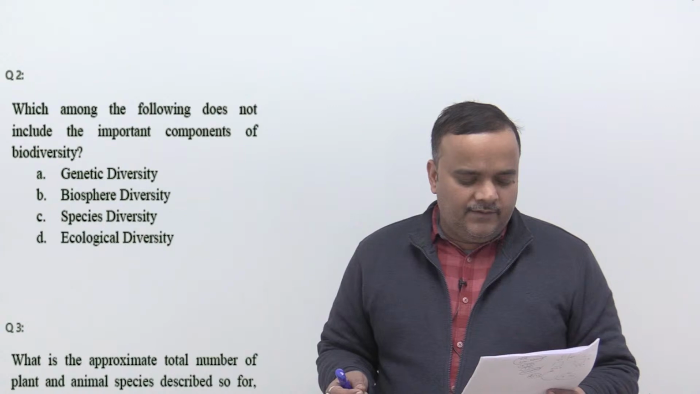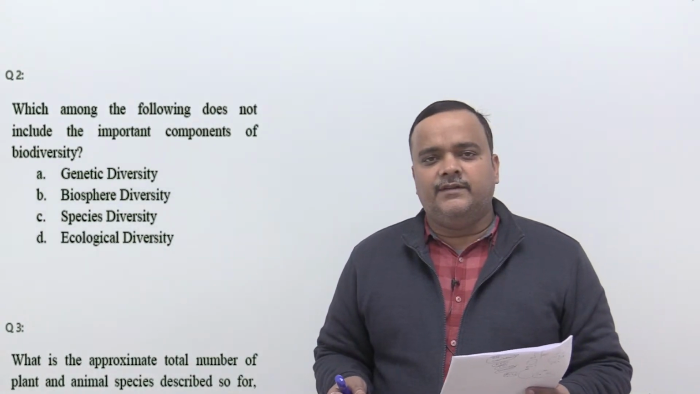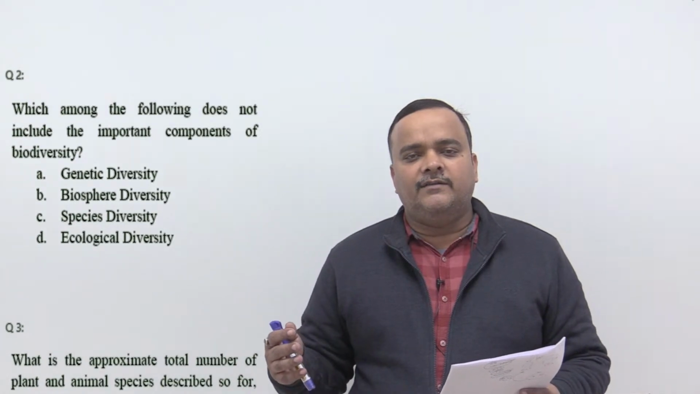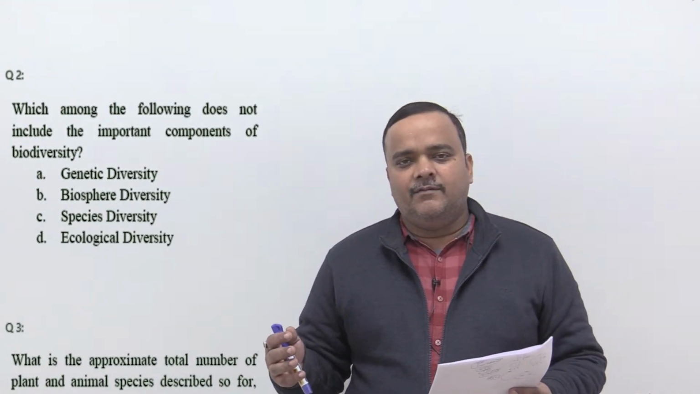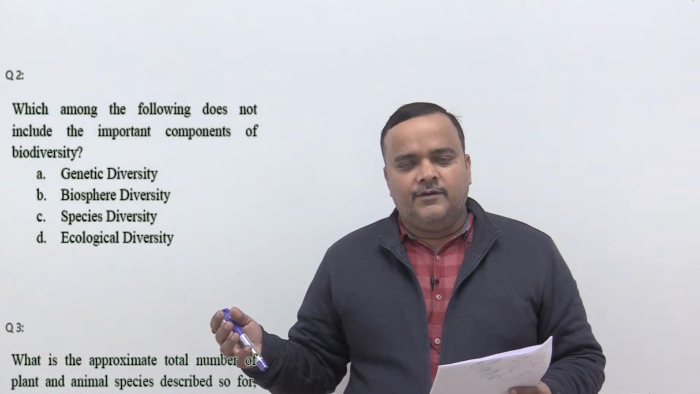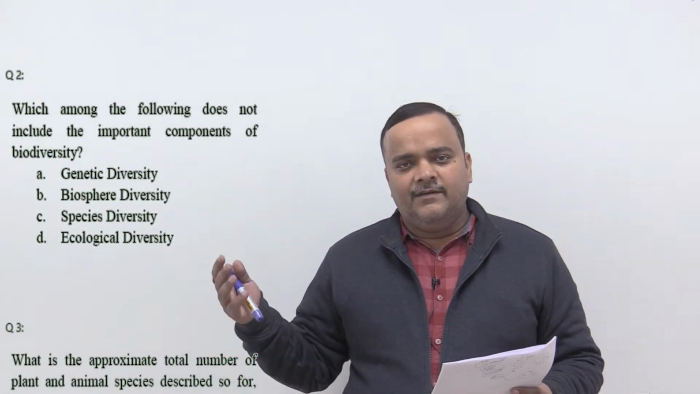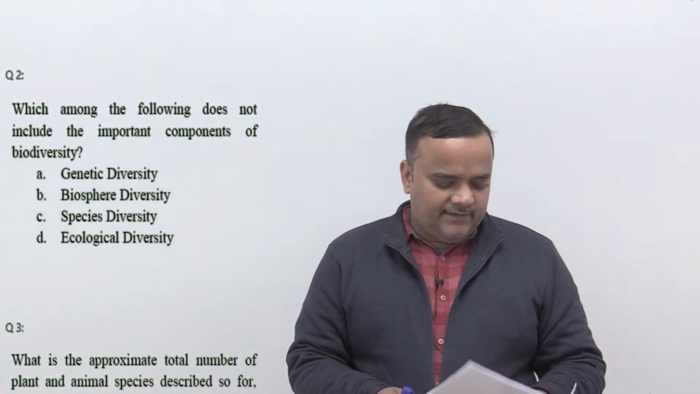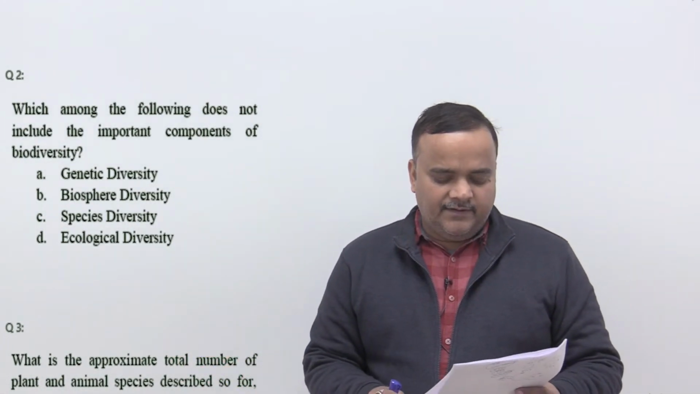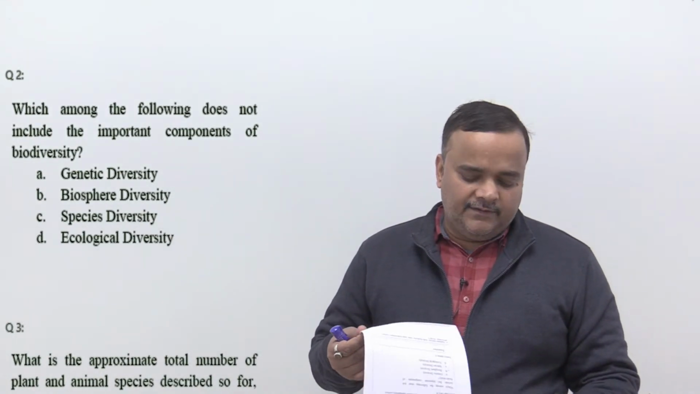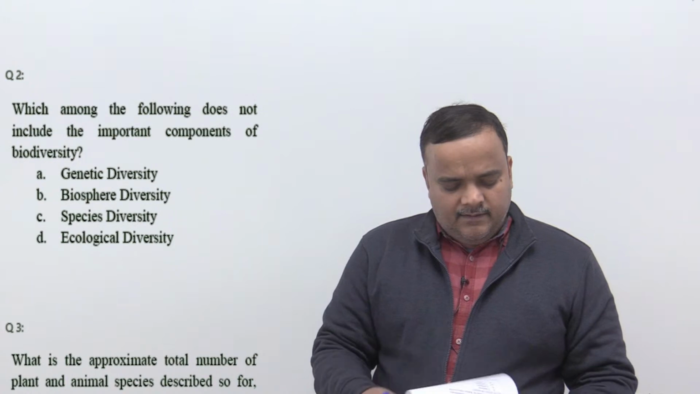Second question, which among the following does not include the important component of biodiversity? So basically what is biodiversity? It is diversity at different levels of biological organization. It can be at the level of gene, species, or ecosystem. So genetic diversity, species diversity, or ecological diversity. So choices are genetic diversity, biosphere diversity, species diversity, ecological diversity. Answer will be B, that is biosphere diversity. Biosphere diversity is not a correct option.